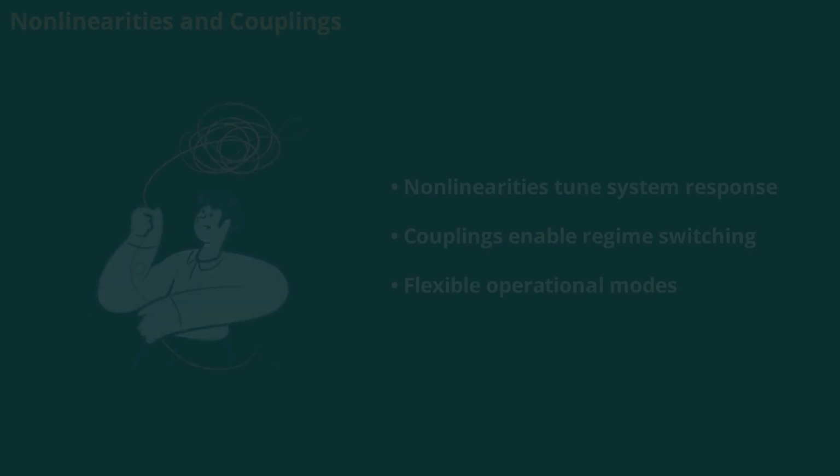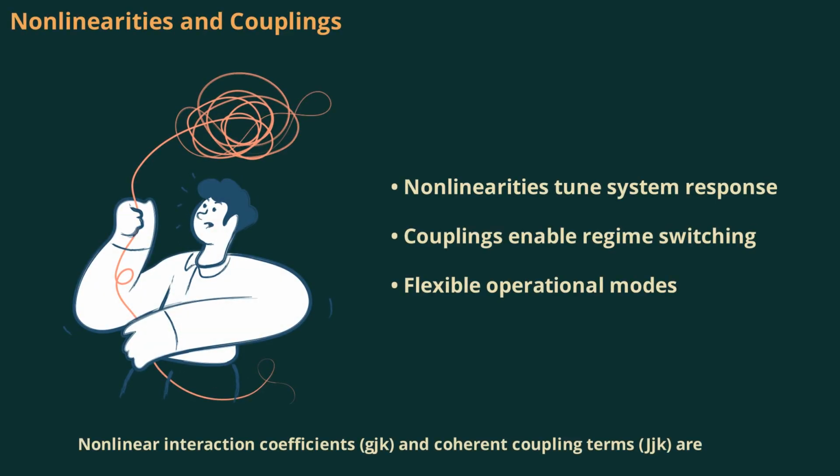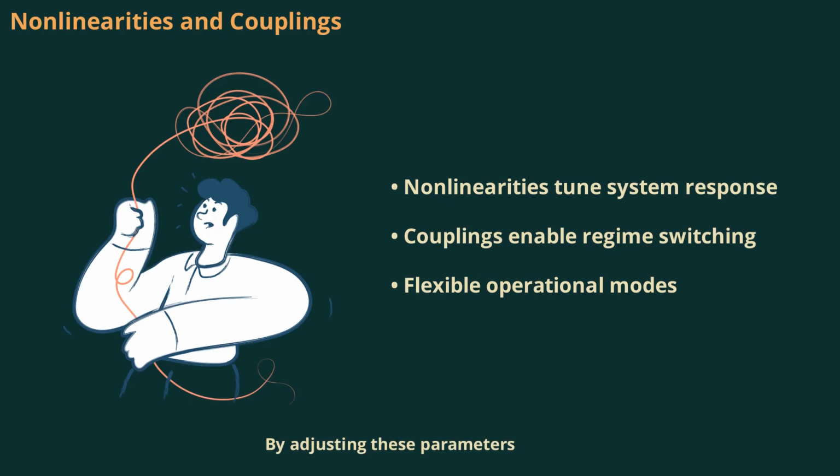Non-linear interaction coefficients, J_GAC, and coherent coupling terms, J_GAC, are the knobs that allow for fine-tuned control over the system's behavior. By adjusting these parameters, the system can transition between different operational regimes, such as from a stable, inertial mode to a high-thrust propulsion mode. This flexibility is crucial for the multi-mission capabilities of advanced craft.